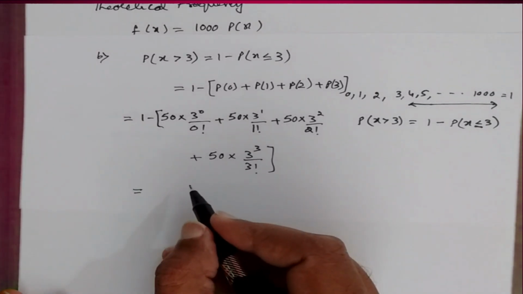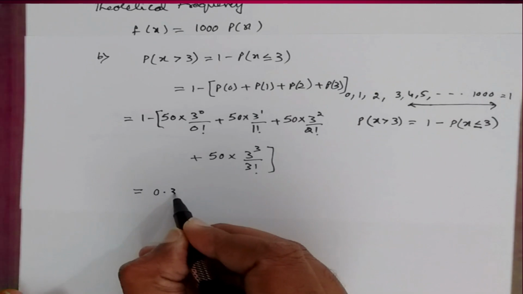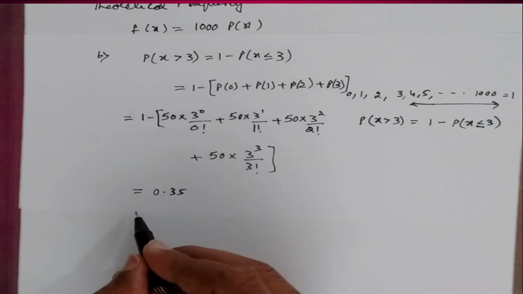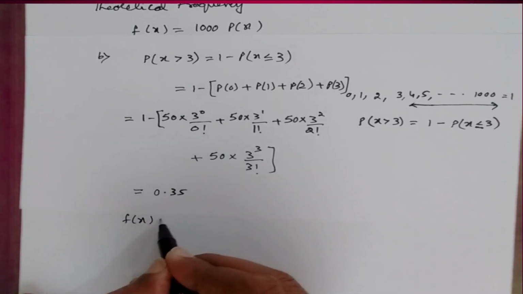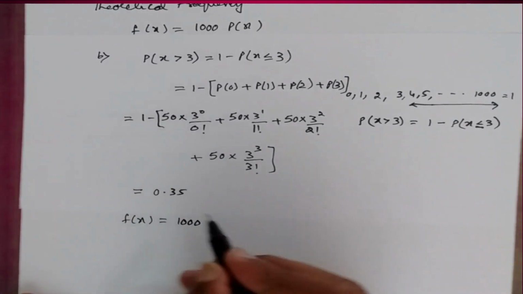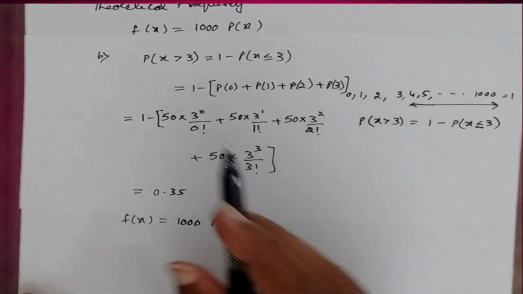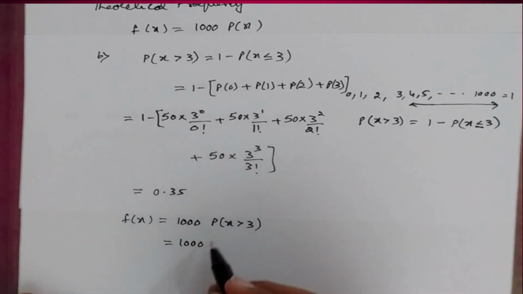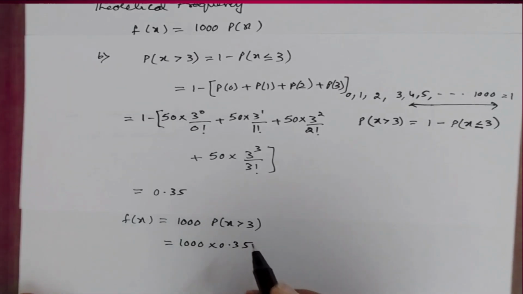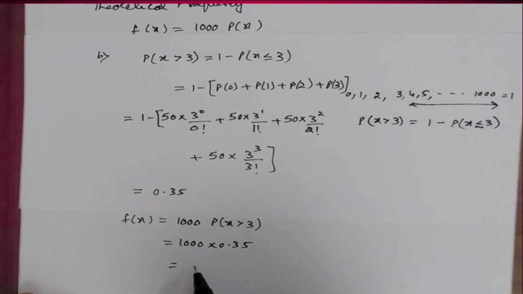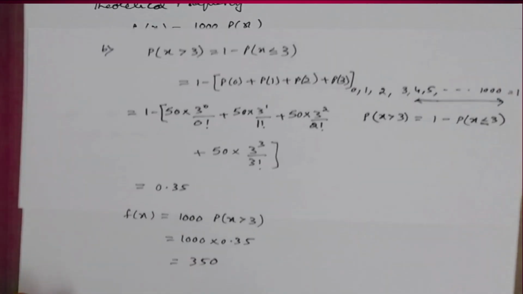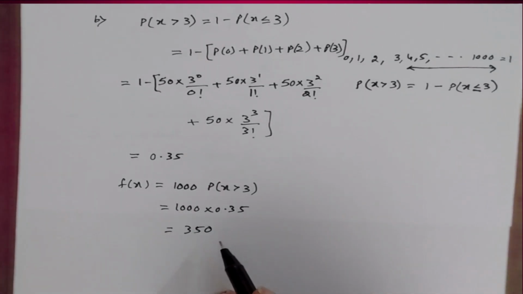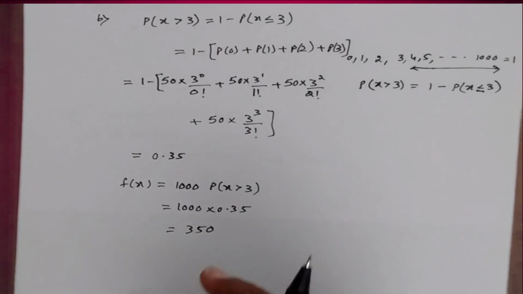Are you getting this value to be equal to 0.35? So the approximate value of p will be 0.35. Therefore, the theoretical frequency f of x will be 1000 times this p value, p of x greater than 3. So it is 1000 times 0.35. If you multiply this, you will be getting 350. Therefore there are 350 drivers with more than 3 accidents in a year.